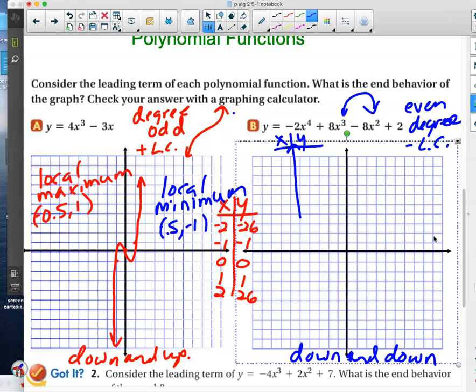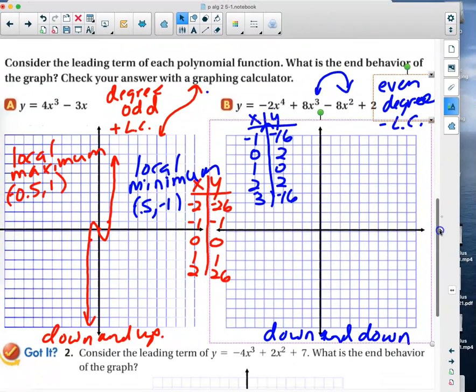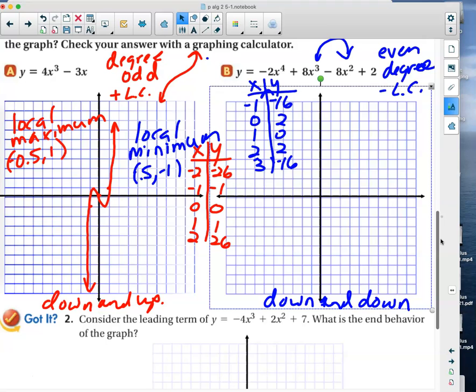So we had negative 1, negative 16, 0, 2, 1, 0, 2, 2, and 3, negative 16. So what we want to be careful about is making sure that we show that down and down without having it hit a number before it gets to that negative 16. We know it's supposed to keep going down pretty steep.